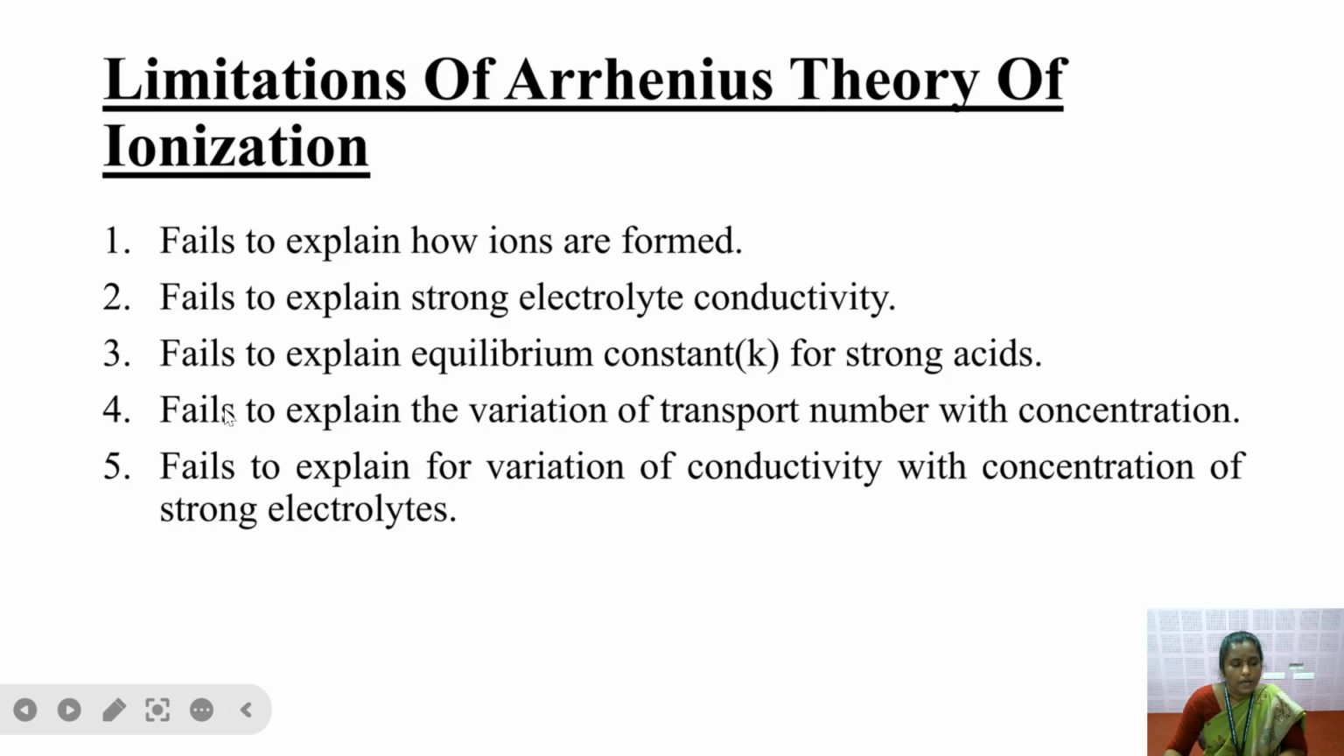And it fails to explain the variation of transport number with concentration. What is meant by transport number? It is also known as transference number, that is the mobility of ions in the electrolytic solution. So the variation of transport number with concentration is not explained.